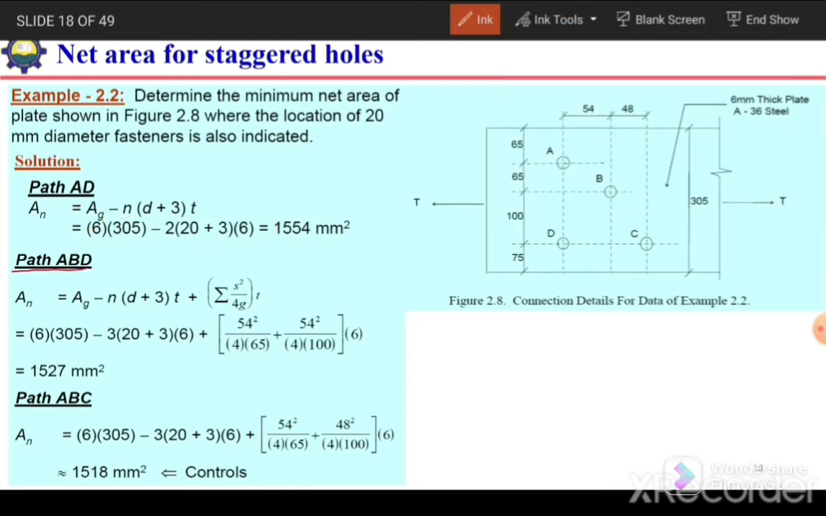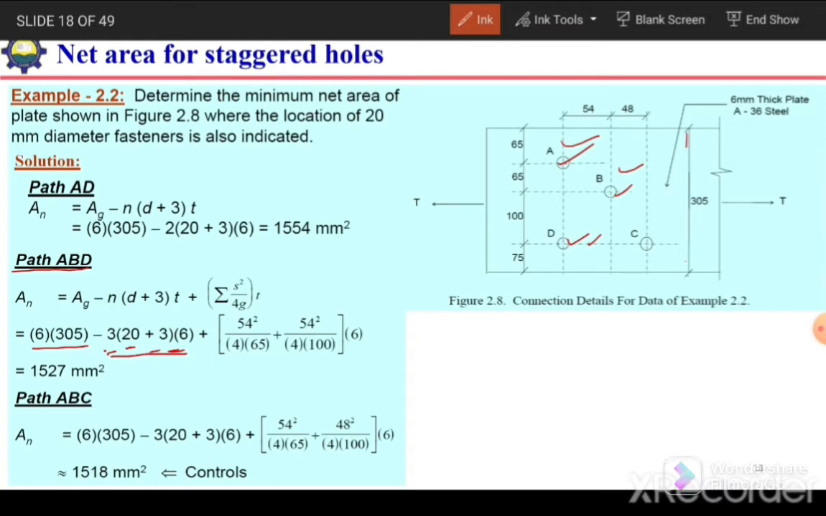Okay, next for path ABD, path A, B and D. So here again the net gross area will remain same. We will calculate simply by multiplying width and thickness. So 6 multiplied by 305. Then we need to subtract the area of these 3 holes. So 3 times diameter of bolt plus 3, times 6. So we have subtracted the area of these 3 holes.